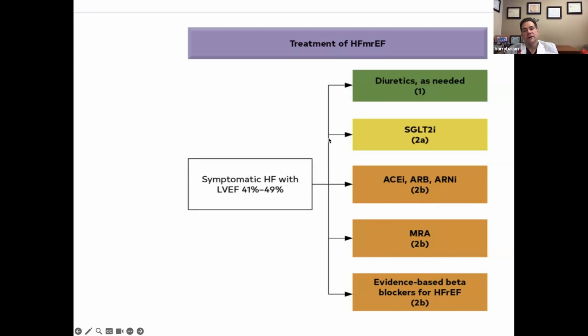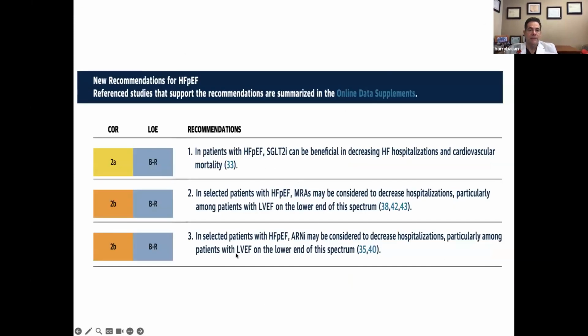But adjunct therapy of diuretics initially, SGLT2 inhibitors, the ARNI, namely Entresto, the aldosterone inhibitors, all of those should be part of the regimen in patients that have this symptomatic heart failure in the intermediate zone between EF 41 to 49%.